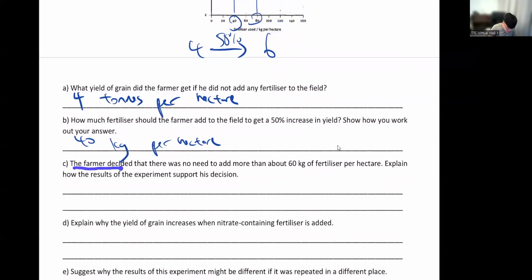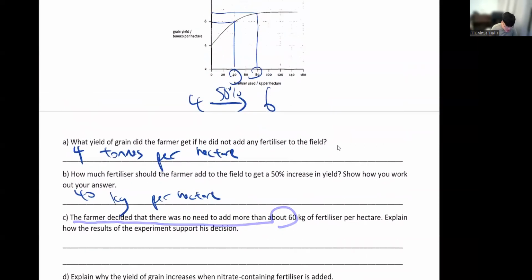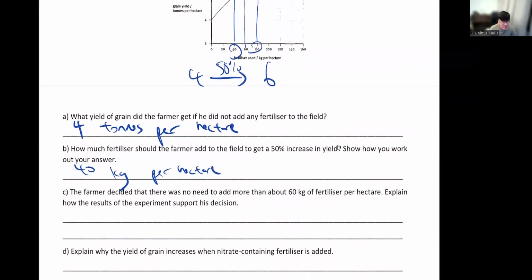So the farmer decided that there was no need to add more than about 60, right? So for him, 60 is the max that you should add, because yeah lah, I mean 60 or 80, you still get a little bit more increase here, but it's not worth it, right? Maybe, I mean, fertilizer is not cheap. So explain the result, how the results support this decision.